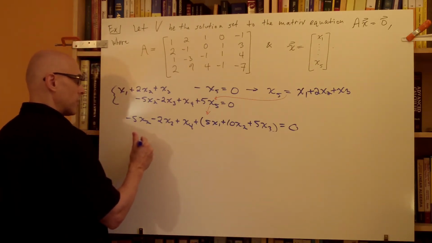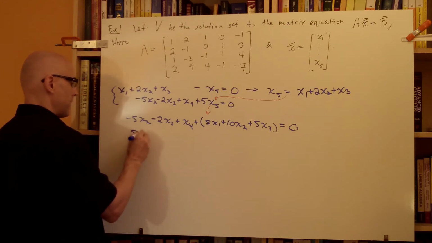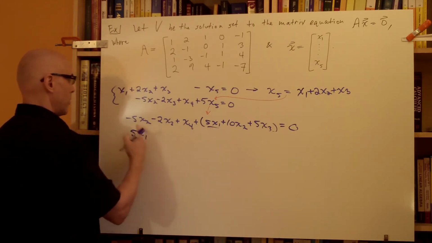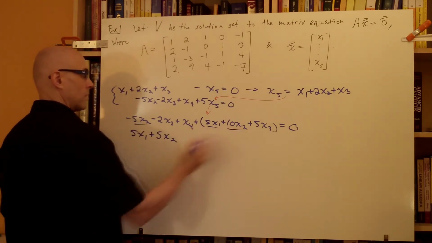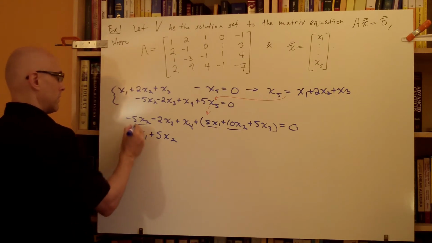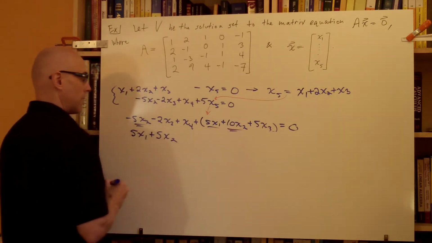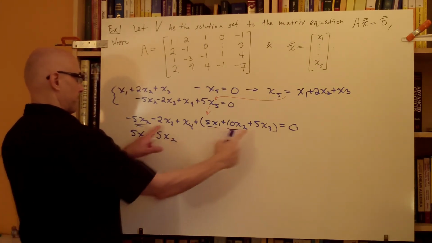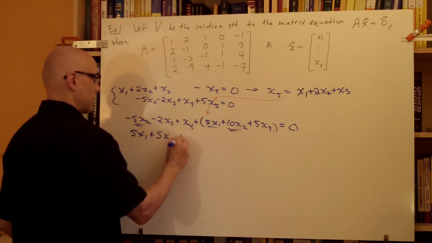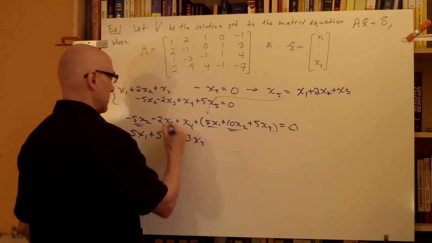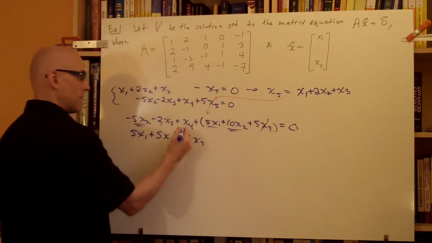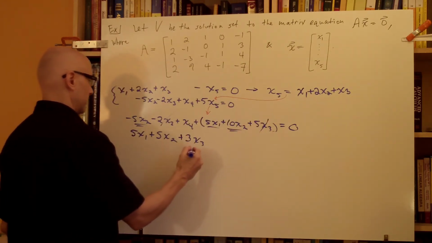Combine some like terms. We have 5x1 plus 5x2. When you put those together, and 3x3, and okay, that takes care of them, and then x4.